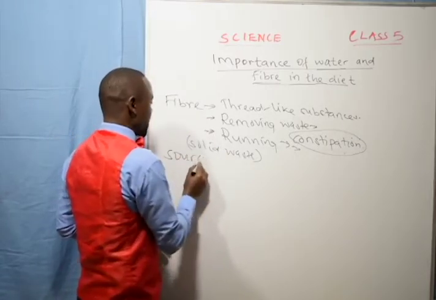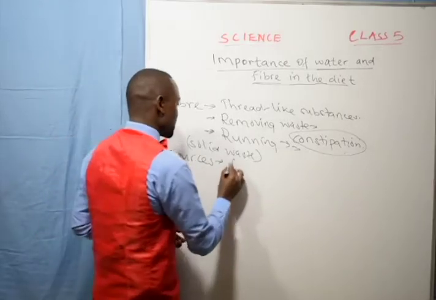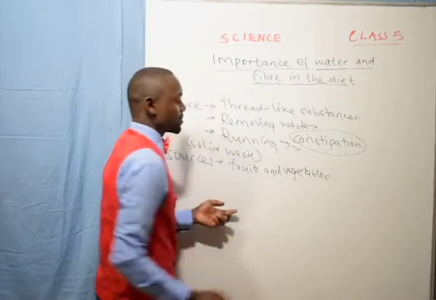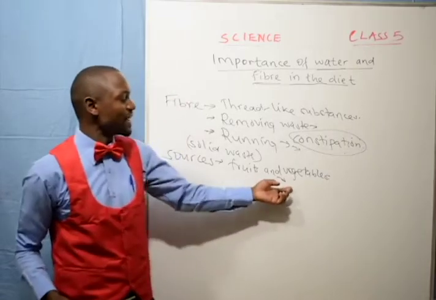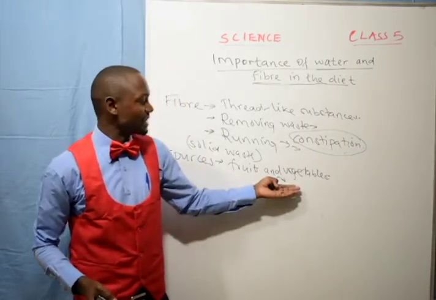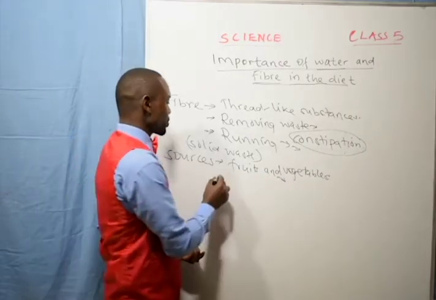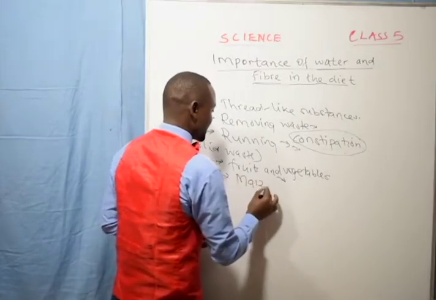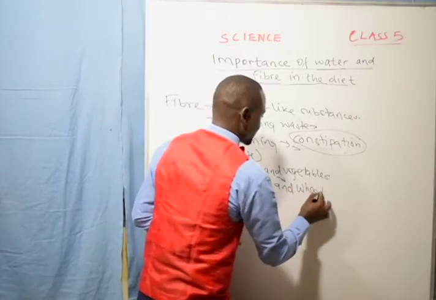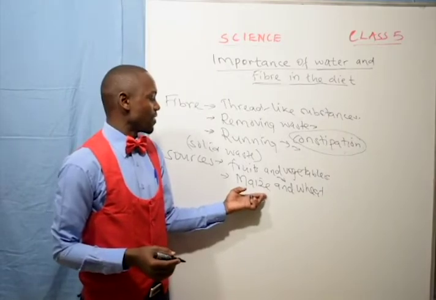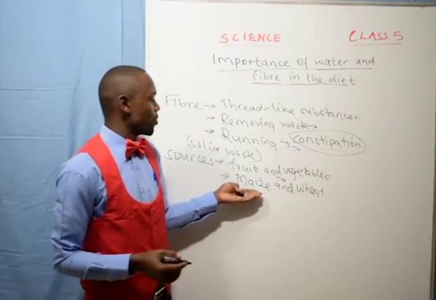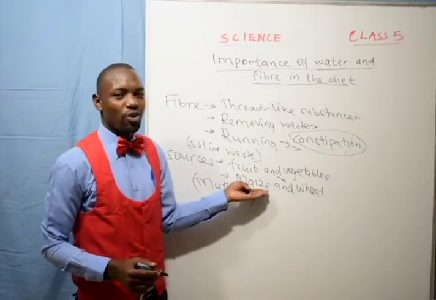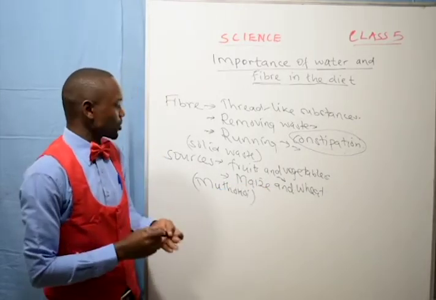What are some of the sources of fiber in the diet? Sources of fiber are fruits and vegetables, like kale, spinach, sukuma wiki. Those are examples of vegetables. We also get fiber from the skin of cereals like maize and wheat. The outer cover of maize seeds, the one you eat when you are eating githeri. So those people who eat the so-called mudhokoi, you must have a very big problem. You should eat whole grain cereals, that is maize and wheat. So those are some of the sources of fiber.